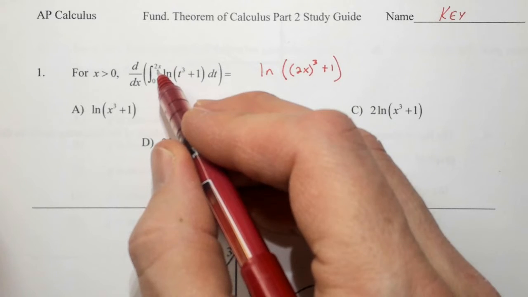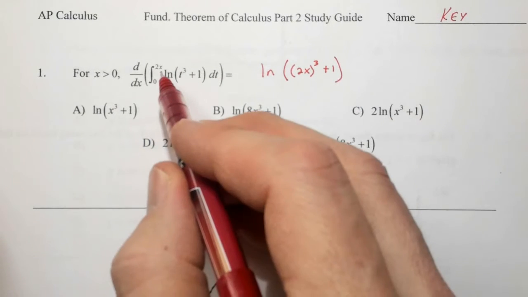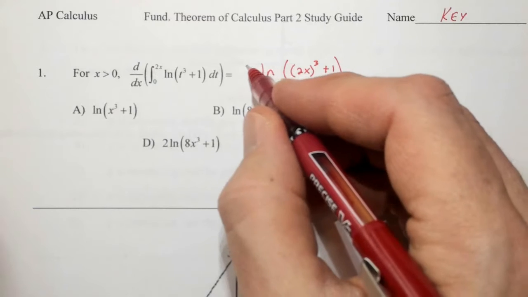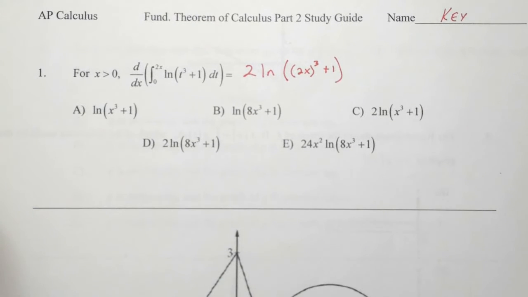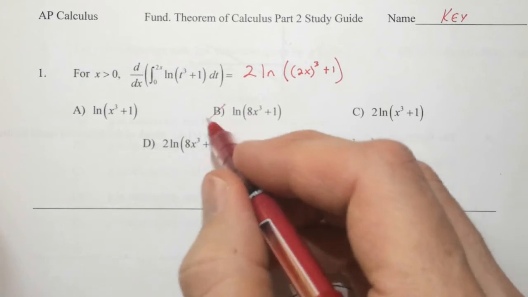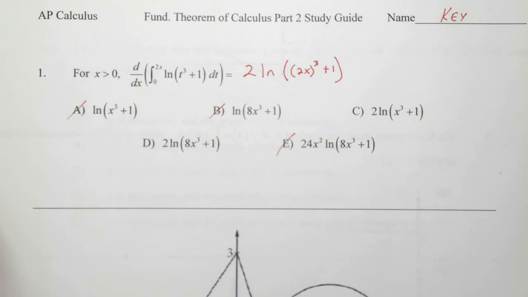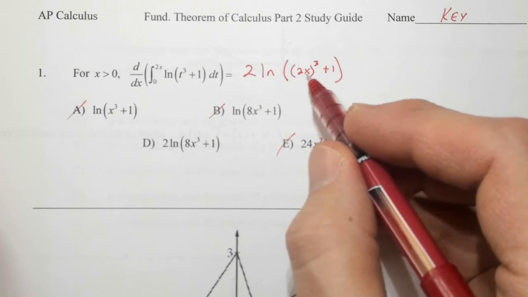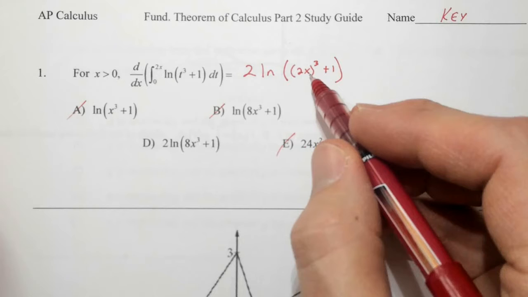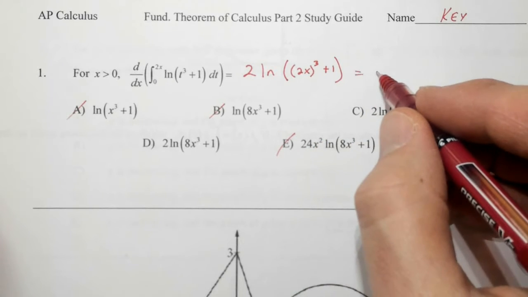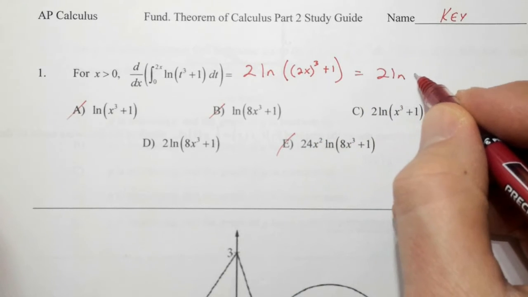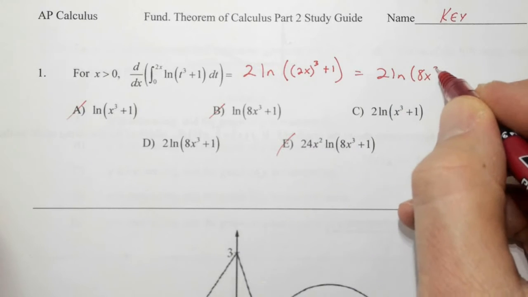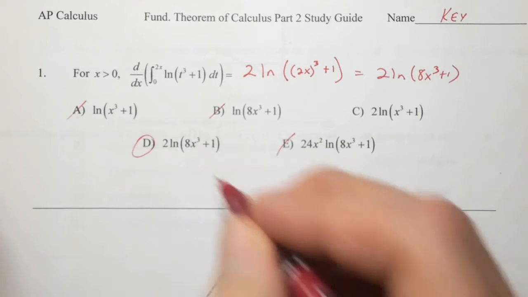and therefore we have to multiply this expression by the derivative of 2x, which means we need a 2 out front. All right, so that eliminates a bunch of our answers, and in fact, we now just have to make sure that we cube out the 2 and the x, so that gives us twice the natural log of 8x cubed plus 1. Our answer is D.